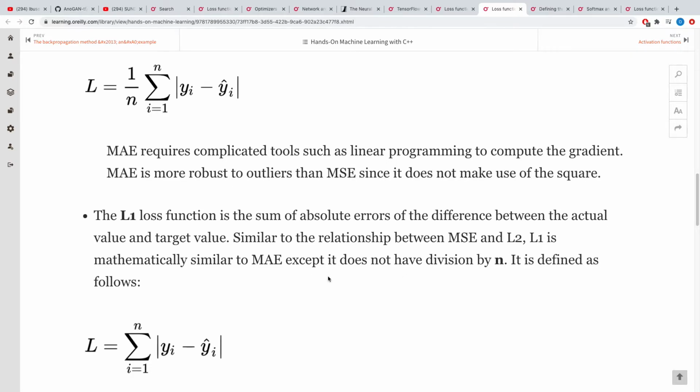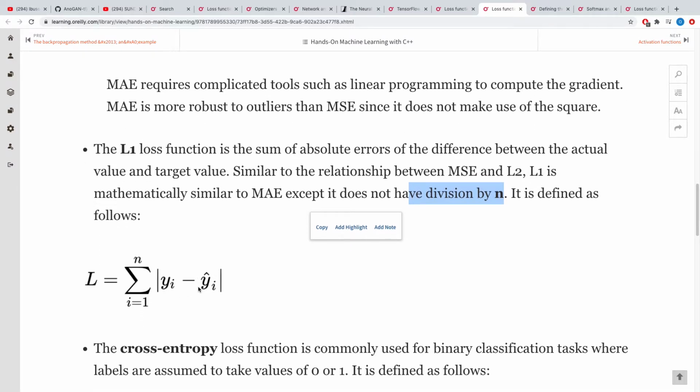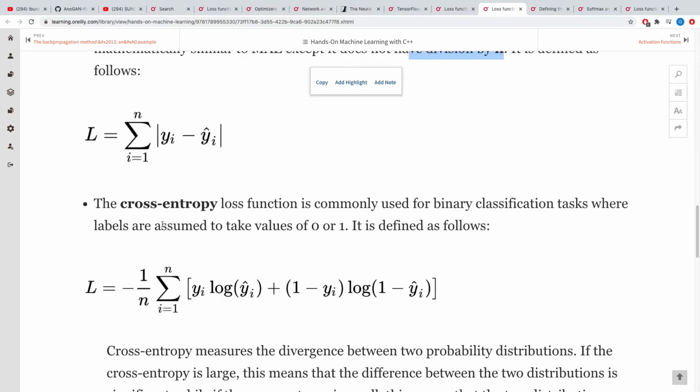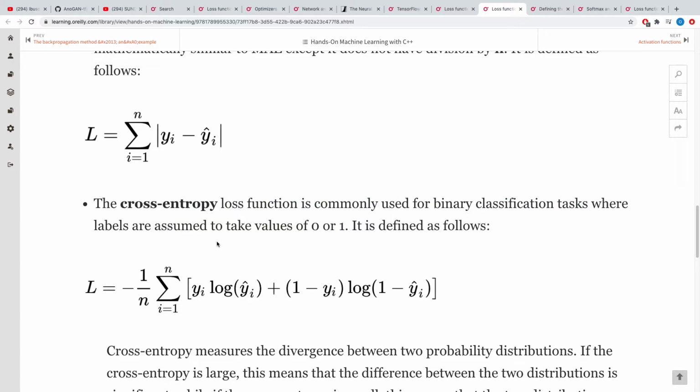Similar to mean absolute error, except it does not have the division. So that's L1 loss. Next you have the cross entropy loss. We've had a tutorial on this. It is used for binary classification tasks. Labels are assumed to take discrete values 0 or 1.